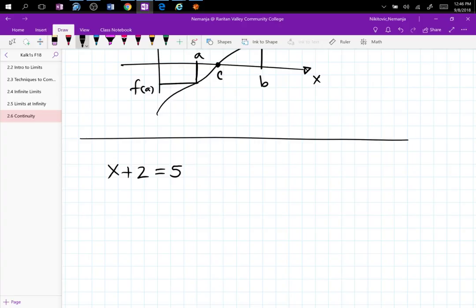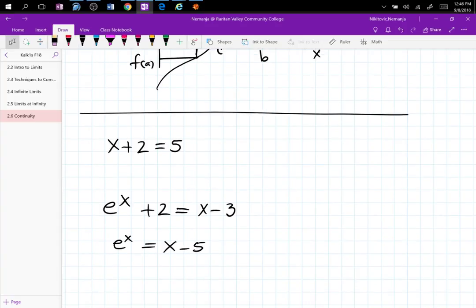Now let me pose a different problem. e to the x plus 2 equals x minus 3. What now? There is nothing that you can do algebraically to solve this. Because you will say, oh, subtract 2, easy. Yeah. Now what? ln both sides, it will kill e. Sure, I agree. ln both sides, x equals ln of x minus 5. What now? Well, if you e both sides, you're going to kill ln. Sure, but you resurrected e to the x on the other side. There is no way, comma, in hell, comma, to do this algebraically.